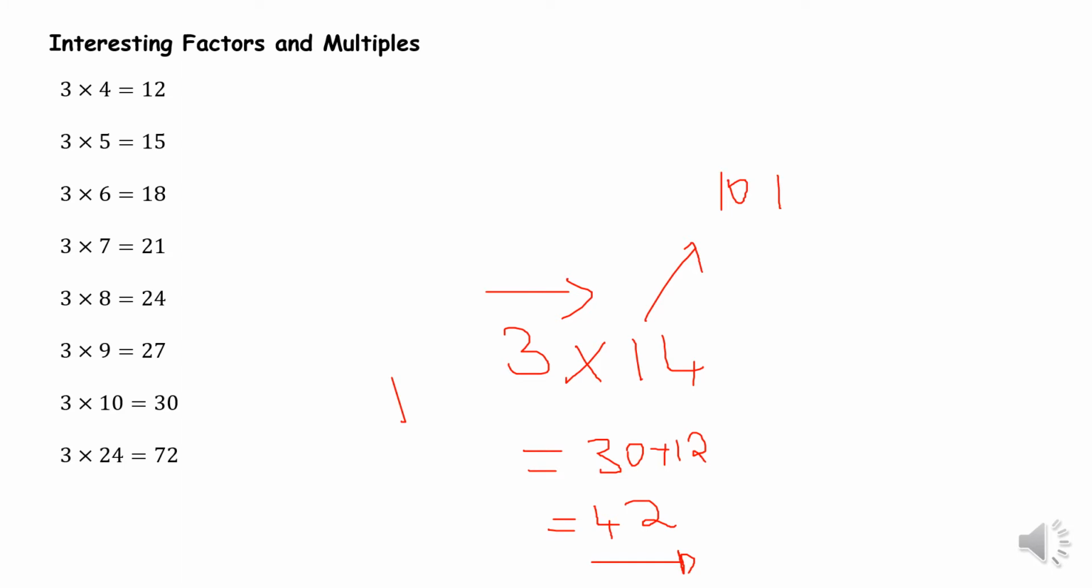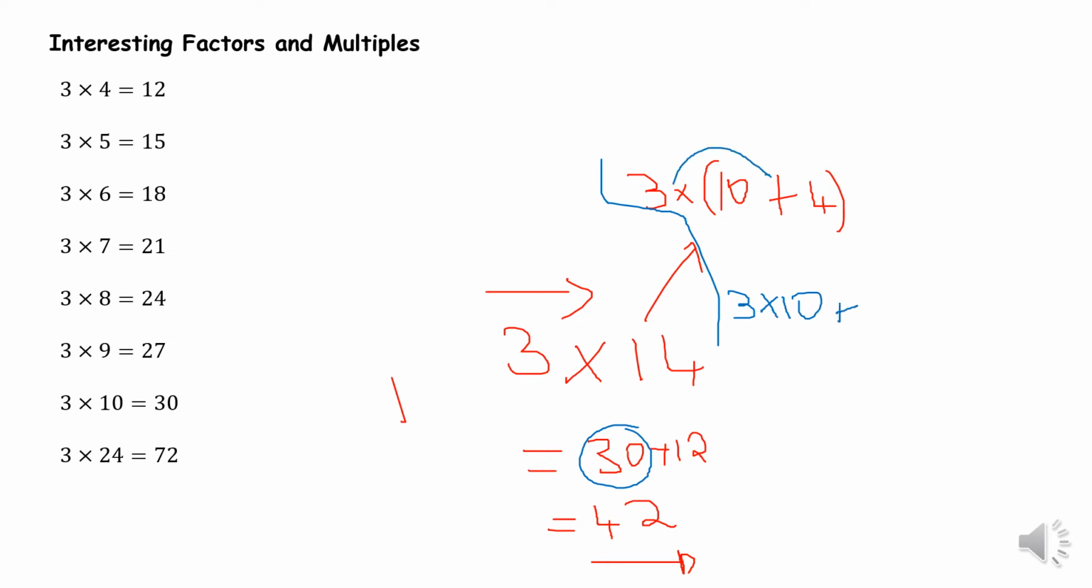So when I multiply this by 3, and this is the most important part, in my mind I first multiply 3 times 10. And 3 times 10 gives you 30. And I add that with 3 times the 4 there, and 3 times 4 is where I get the 12. And I simply add those two, and then I get to the answer.